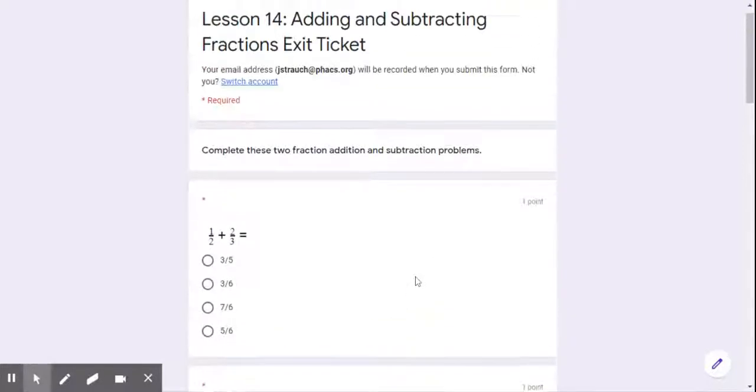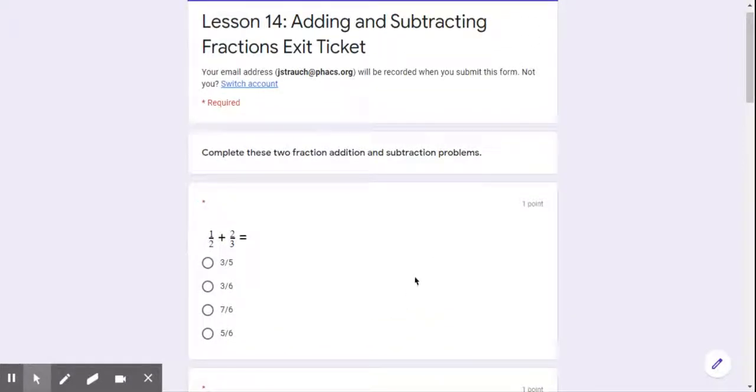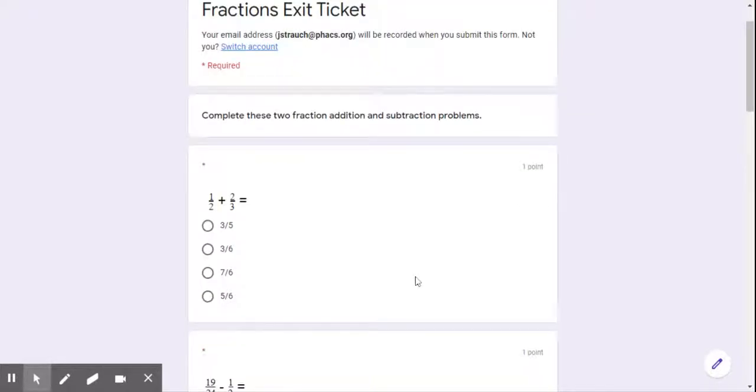Okay, so I'm going to go over this exit ticket quickly. Make sure you're paying special attention to any problems that you got wrong or you're confused about so you can really understand them. This one is a half plus 2/3.